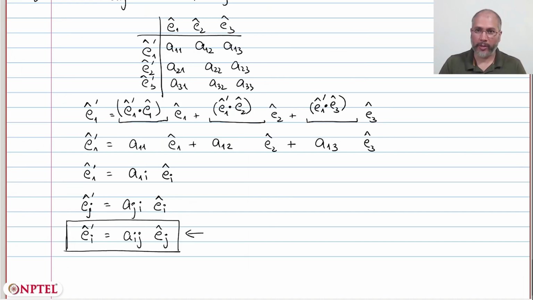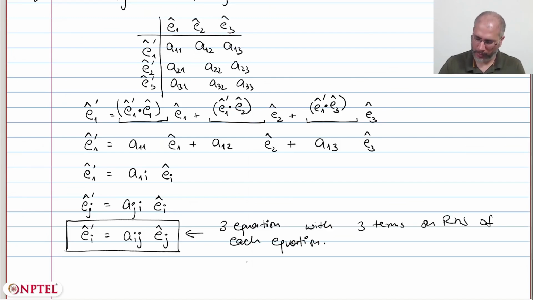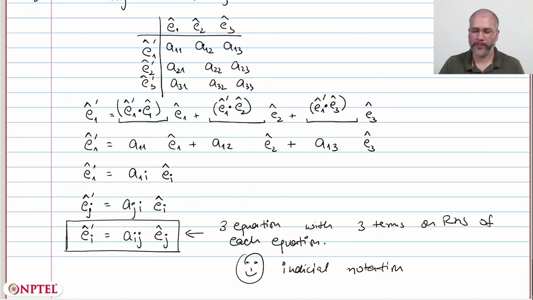So I'll box this, and this has three equations in it with three terms on the right hand side of each equation. So I'll say this is equation A for the indicial notation. It makes things really compact.